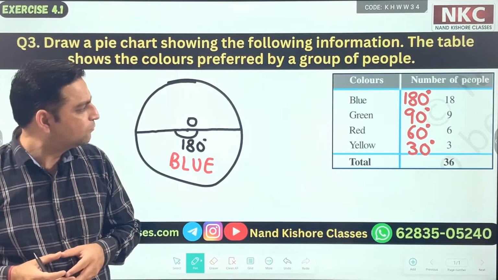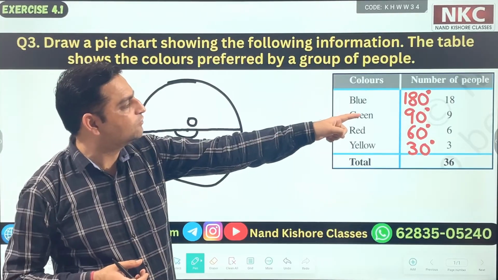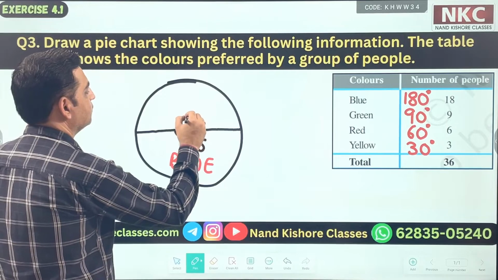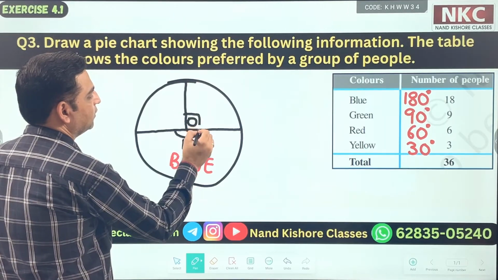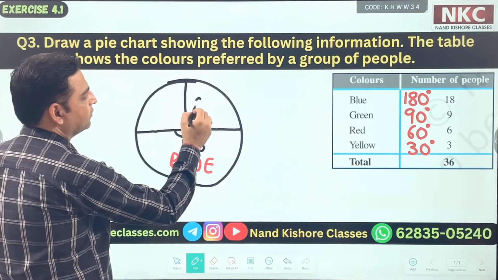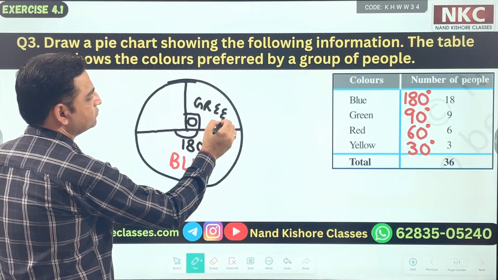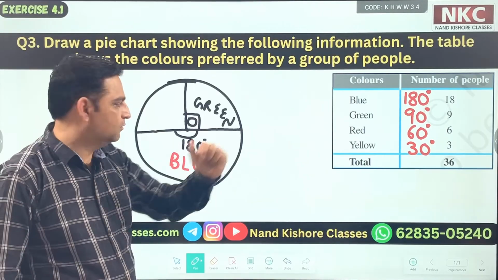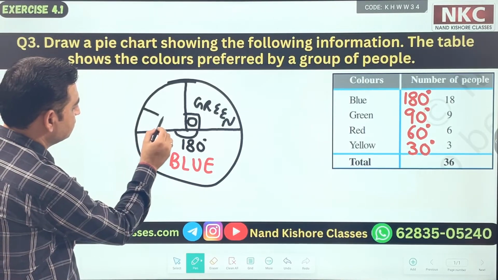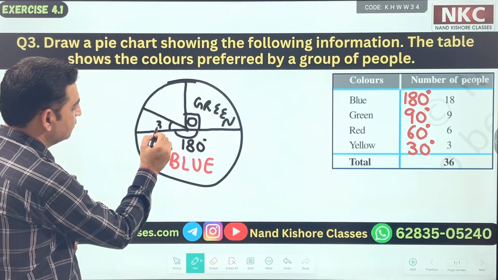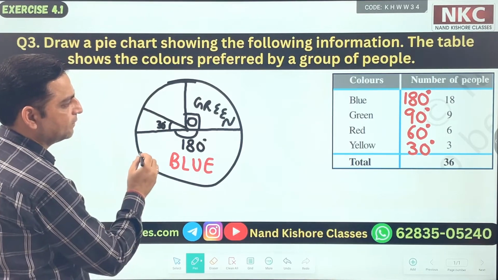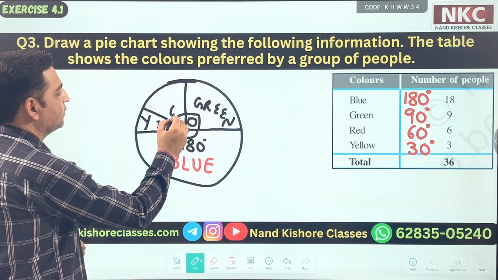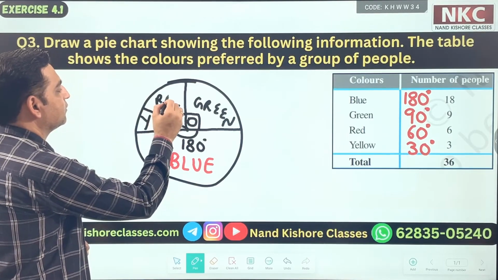This space is for blue. Then green color should be given a 90 degree angle. Okay. So this is a 90 degree angle. I can write green color here. Red color and yellow color, 60 and 30. So this is the space, 30 degrees I can give to yellow. I am writing Y here, and this upper 60 degrees can be given to red color.